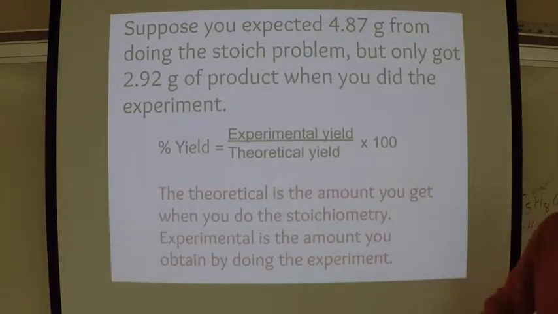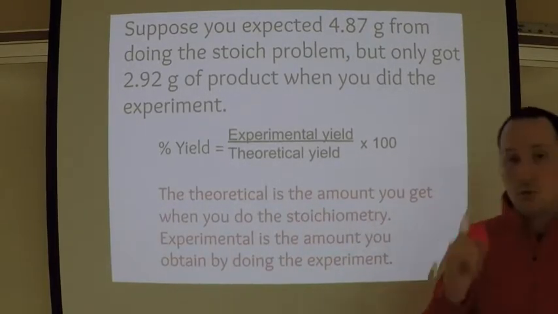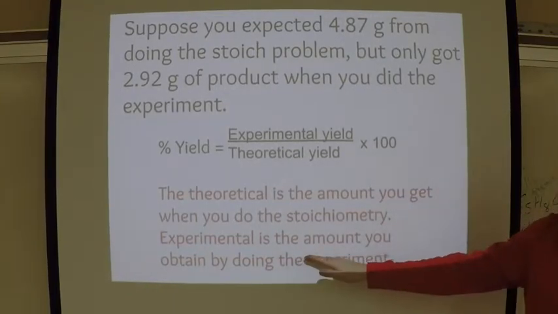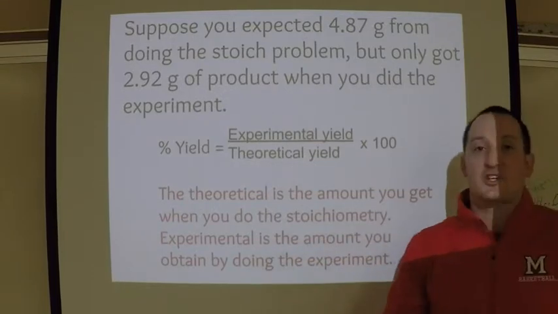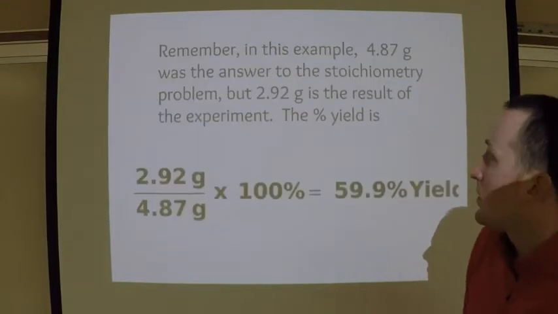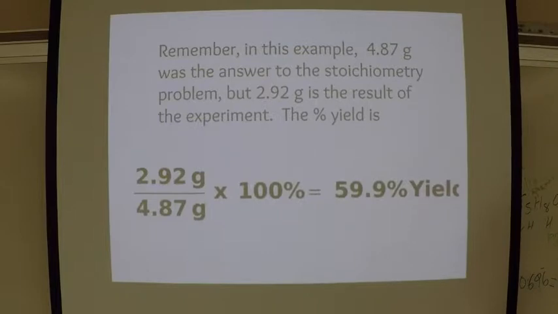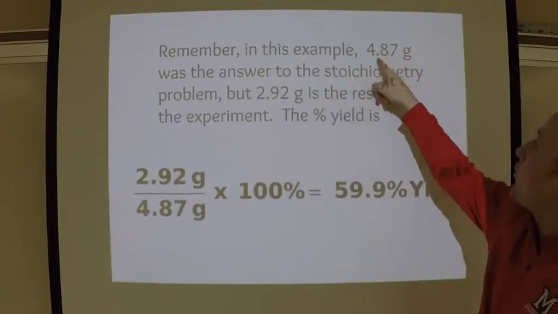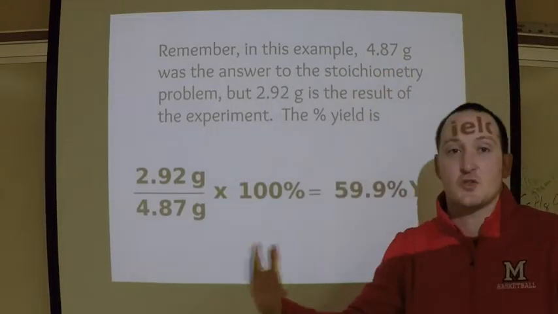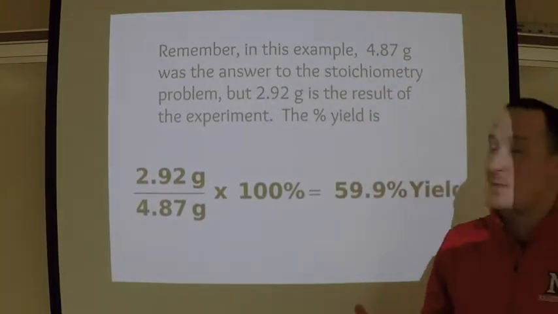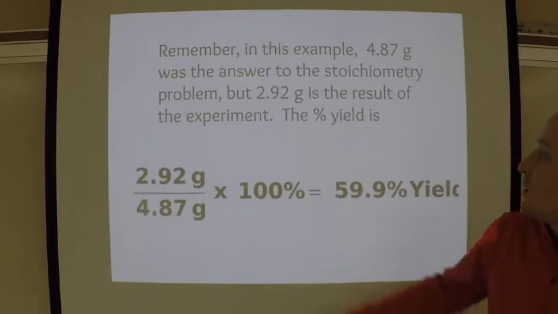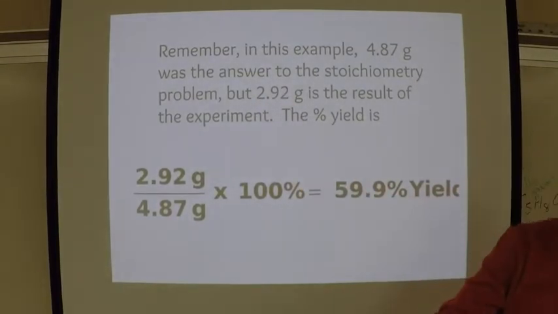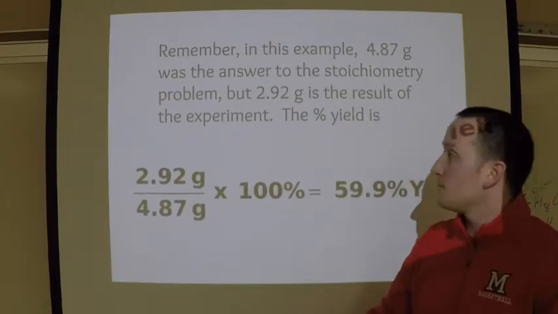So the theoretical is the amount you get when you do the stoichiometry. That's when you do the calculations. The experimental is the amount you get by actually doing the experiment. So here's how I would do this percent yield. Remember, in this example, in the previous slide, 4.87 grams was the answer to my stoichiometry problem. That is my theoretical amount. But I only got 2.92 grams when I did the reaction, when I actually did it experimentally.